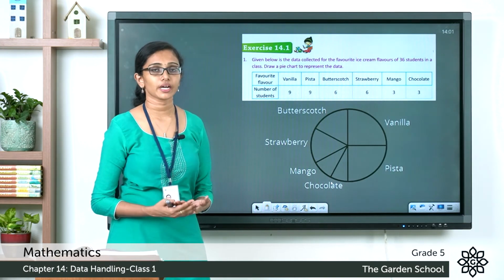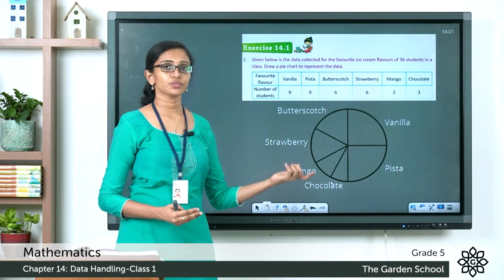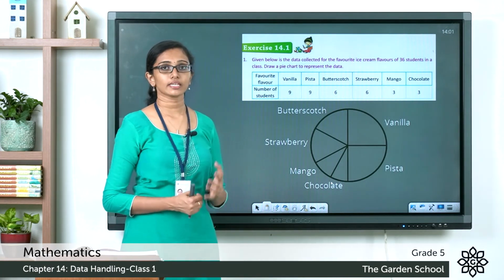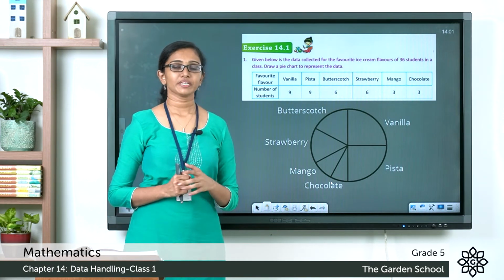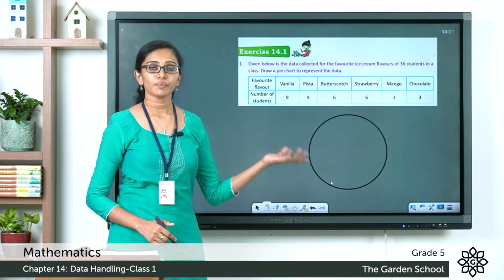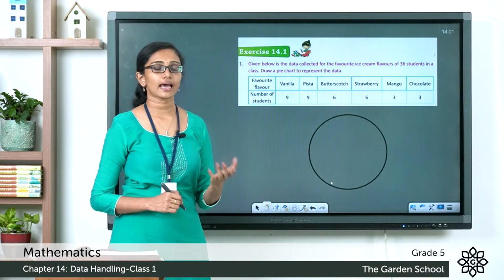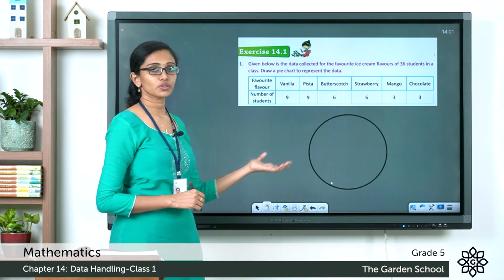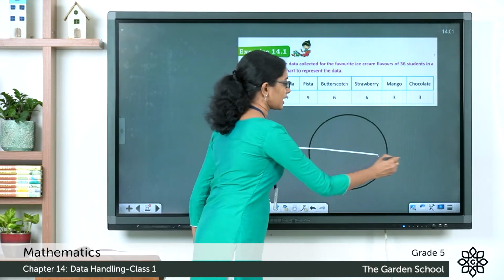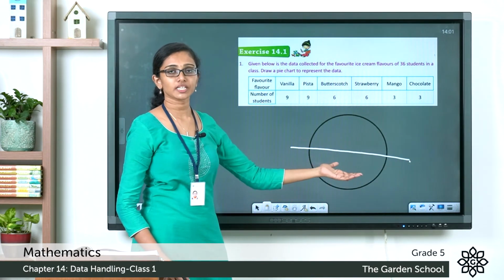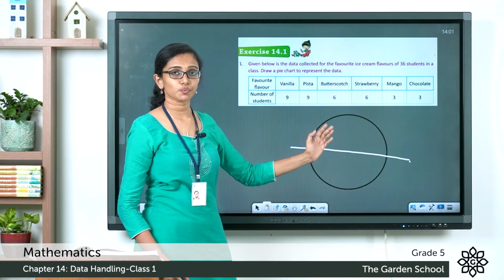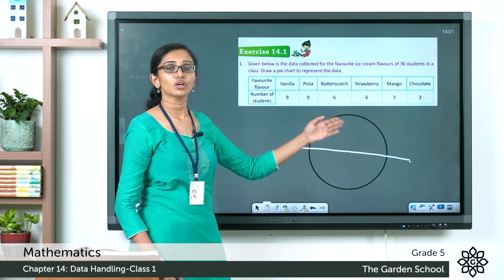Now in your higher grades, you will learn how to use your protractor and compass to draw pie charts using angular measurements. Let me give you a brief idea of how. To draw a pie chart using a protractor and compass, first you have to draw a circle of any radius, then you have to draw a midline, and then you have to place the protractor on this midline to measure the angle corresponding to each sector and then draw the sectors.